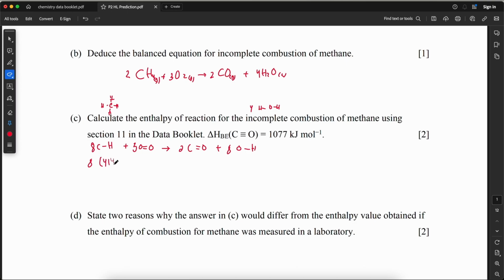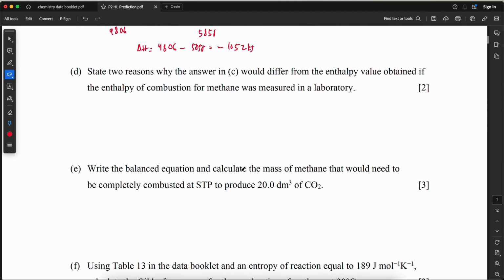So 8 times 414 plus 3 times 498, 2 times 1077 plus 8 times 463. So this would be 4806, and this one 5858. So delta H would be 4806 minus 5858. That will be negative 1052 kilojoules.